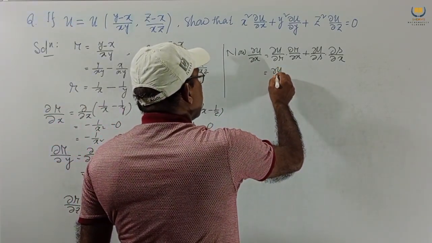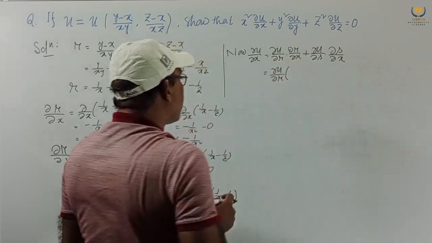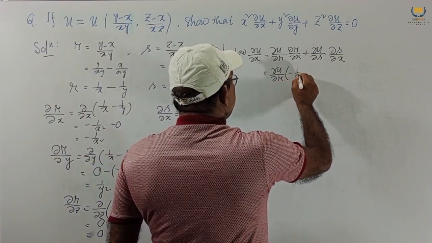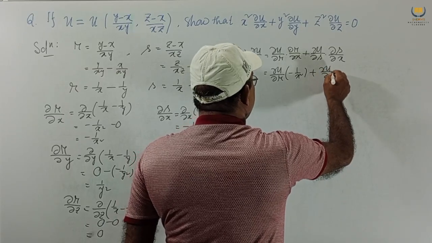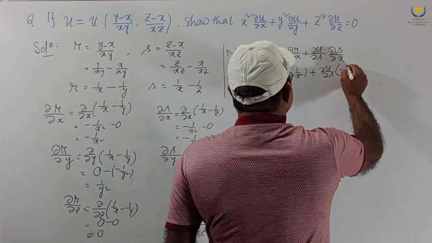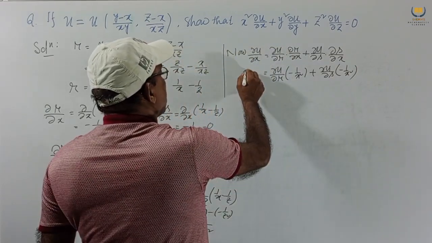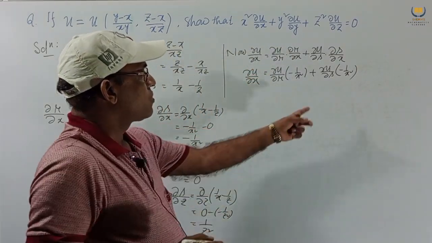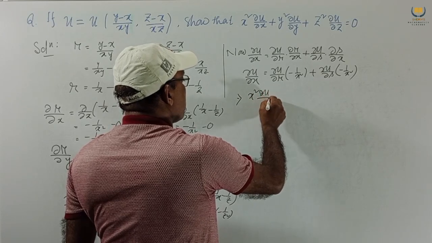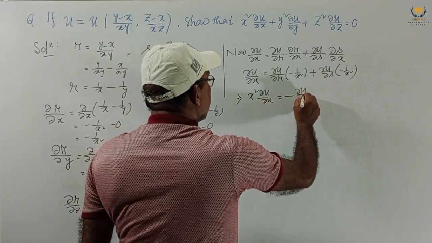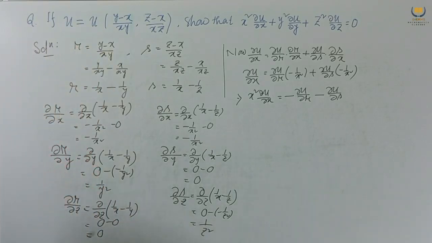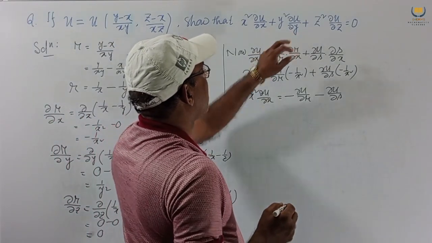So this is ∂u/∂r and ∂r/∂x. ∂r/∂x we know is minus 1/x². Then ∂u/∂s ∂s/∂x, where ∂s/∂x is minus 1/x². So this is minus 1/x² for ∂u/∂x. Multiplying both sides by x², we get x² ∂u/∂x equals minus ∂u/∂r minus ∂u/∂s. We get this one.